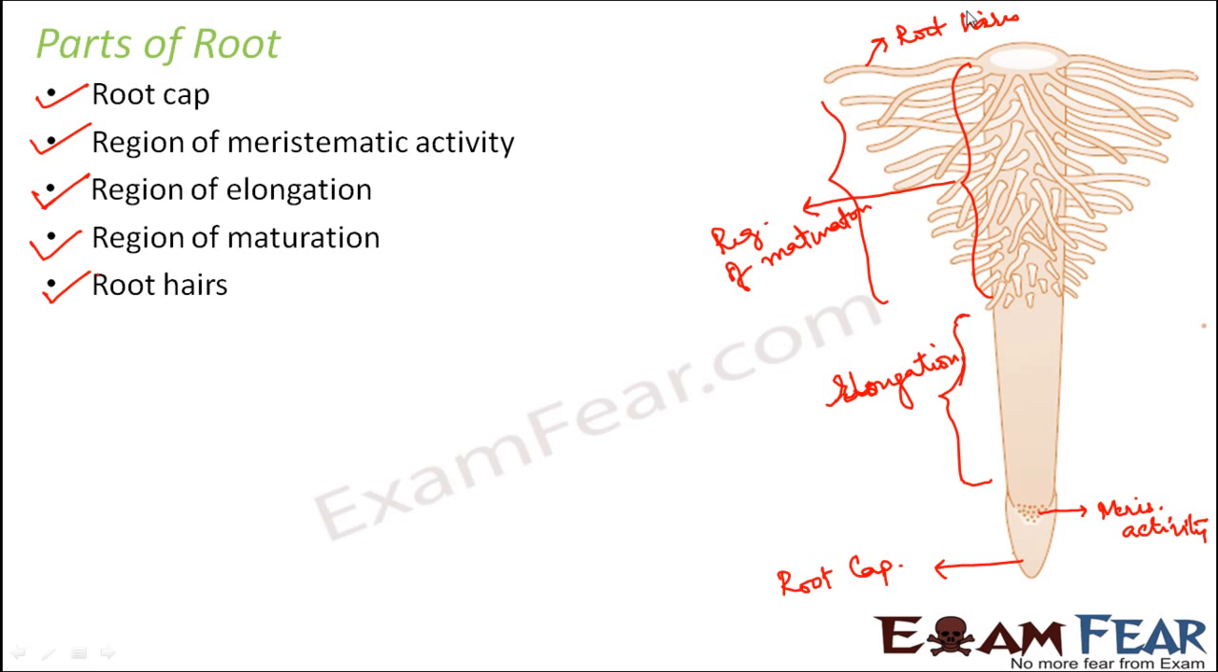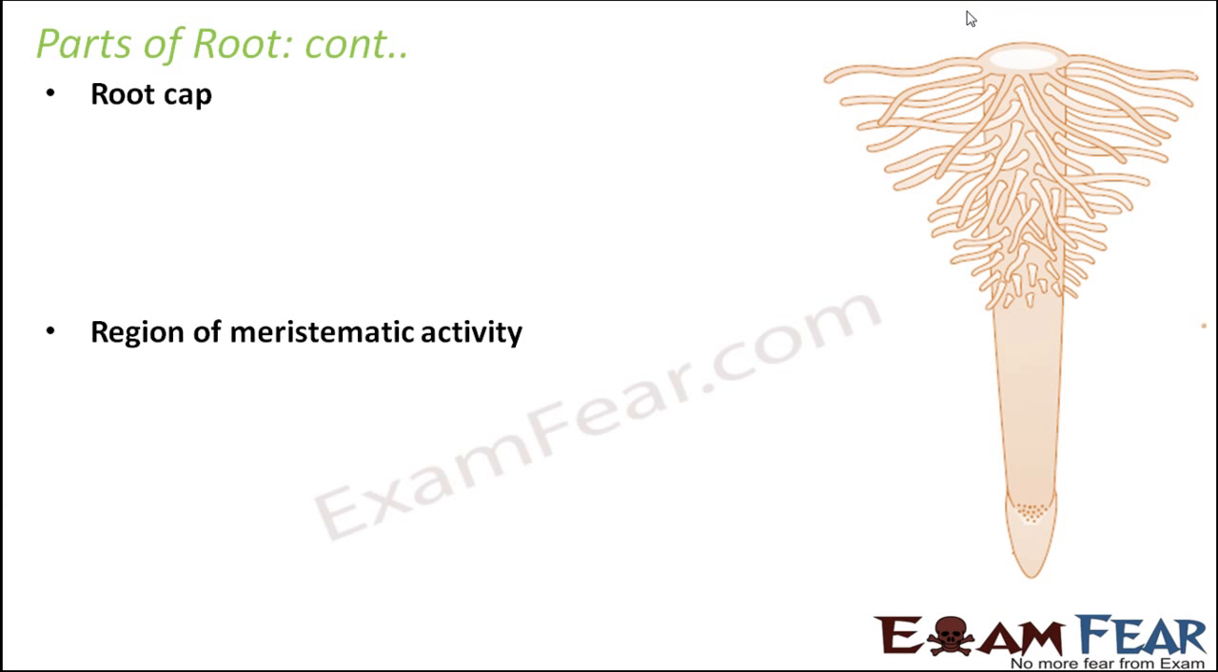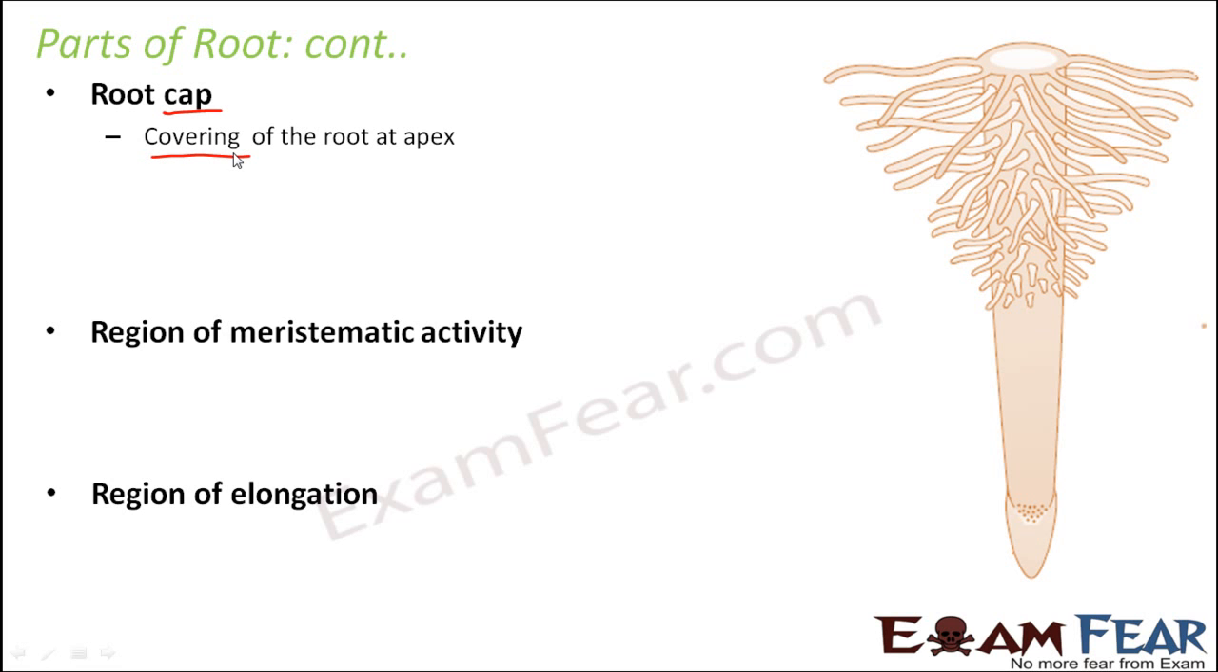Now as we go ahead, we will talk about each of these parts in detail. We will look at the purpose of each of these parts. So let us start our discussion with the root cap. It is the covering of the root at the apex. It is very simple to remember. Whenever you use the word cap, it is generally used to cover something. So it is the covering of the root at its tip. Talking about its shape, it is conical. If you look at it, it looks like a cone, right? What is its function? It ensures protection of the root apex.